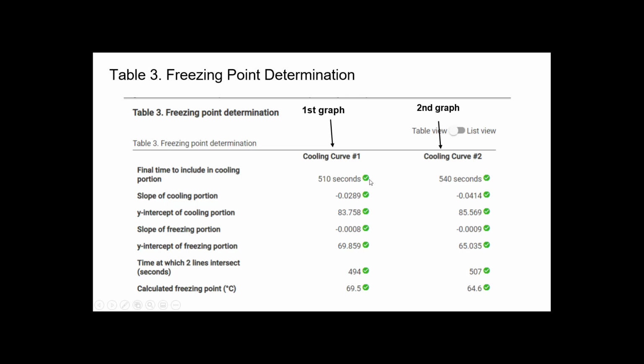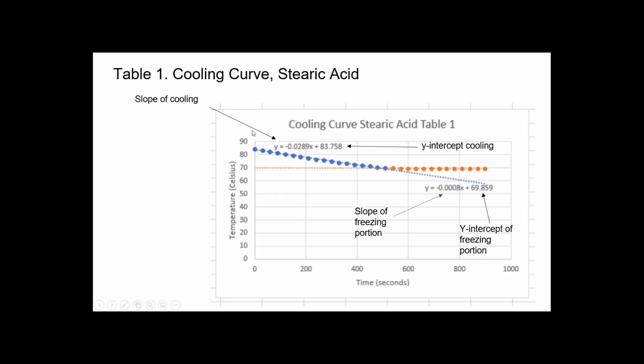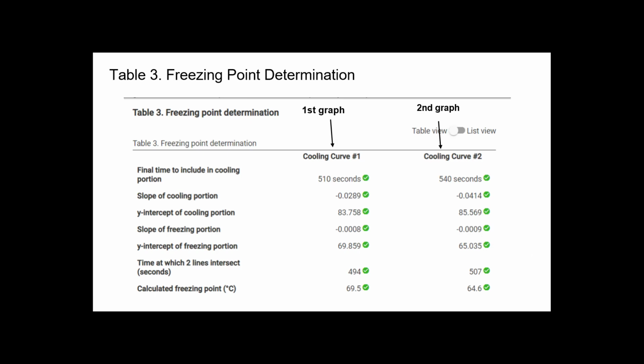Final time in cooling, so this is where the graph ends. And then you have your slope of cooling portion. So this is my slope of cooling portion. You can see it's negative 0.289.